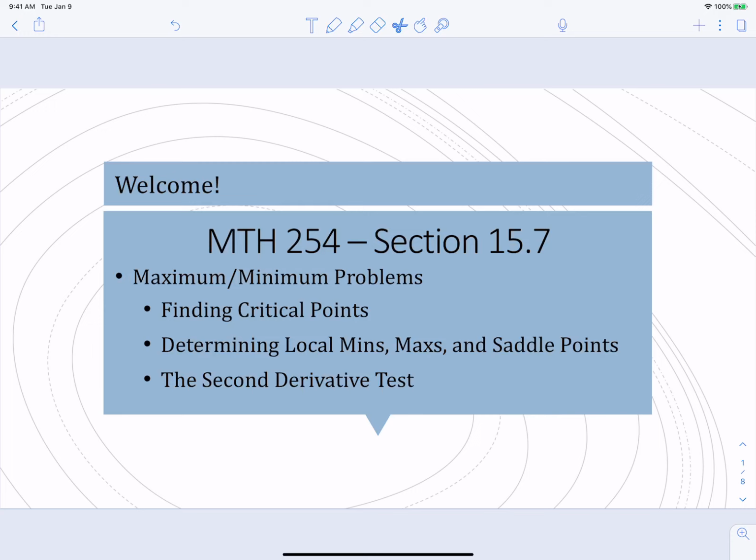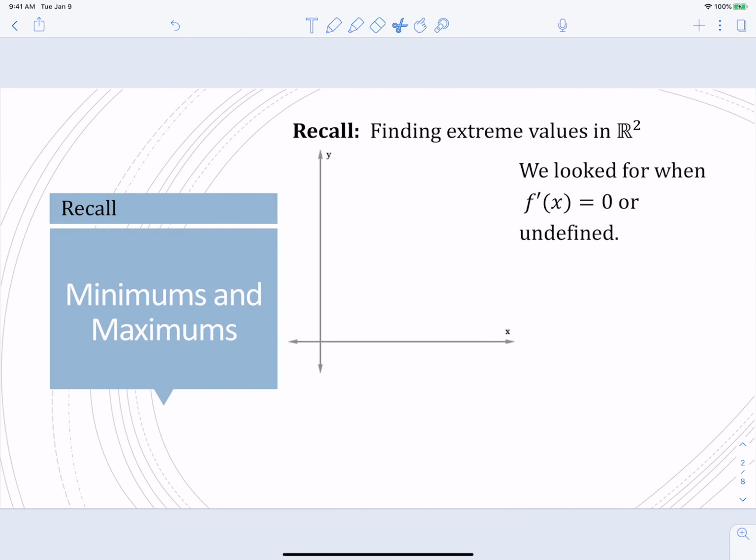All right, we have made it. It is our last section in chapter 15, minimum and maximum problems. We're going to see a lot of familiar things like critical points, local mins and maxes, maybe some new things like saddle points, but again, also some slightly familiar things like the second derivative test.